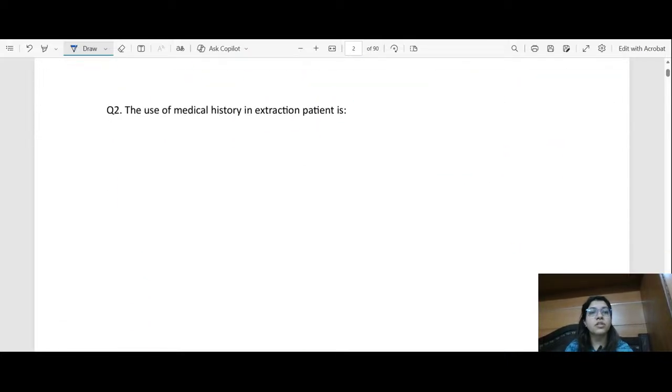Now come to the next question. The use of the medical history in an extraction patient is: the options are required in medico-legal cases, to assess the growth stage of a patient, to determine the bleeding disorder, or to determine the communicable diseases. So the medical history is used to determine the bleeding disorders in patients who are undergoing dental extraction. The most appropriate option here was the bleeding disorders.